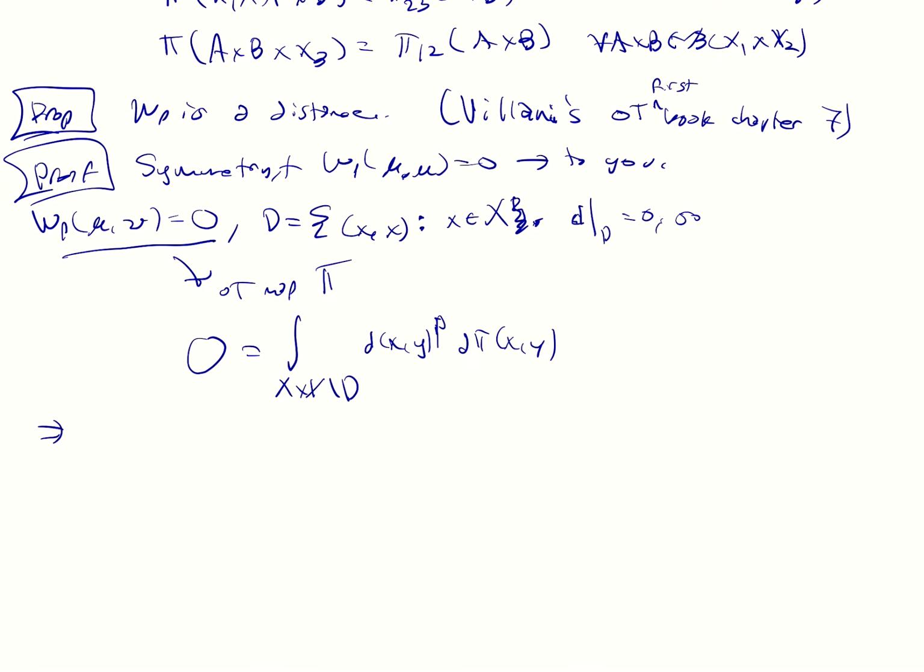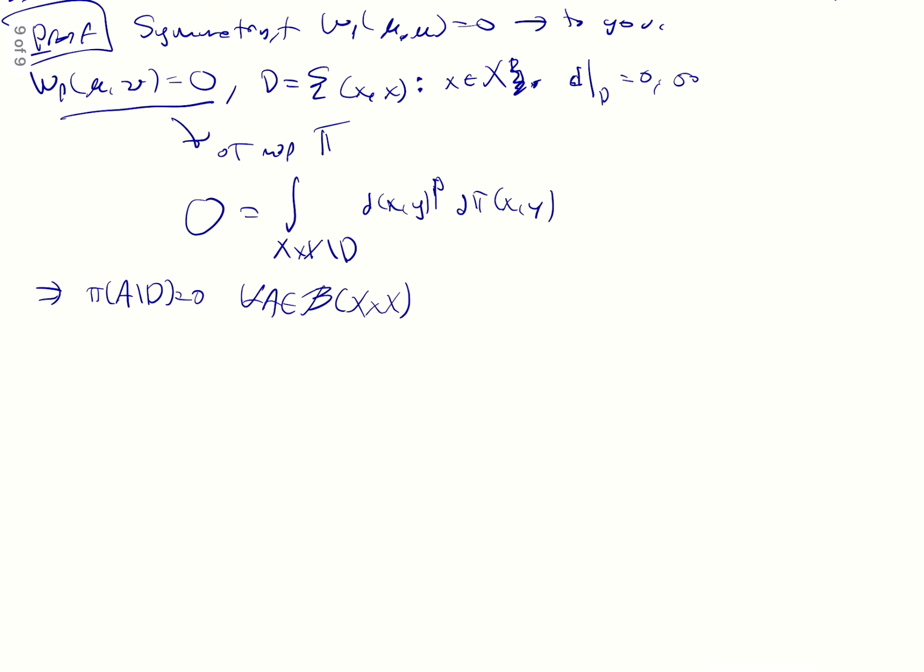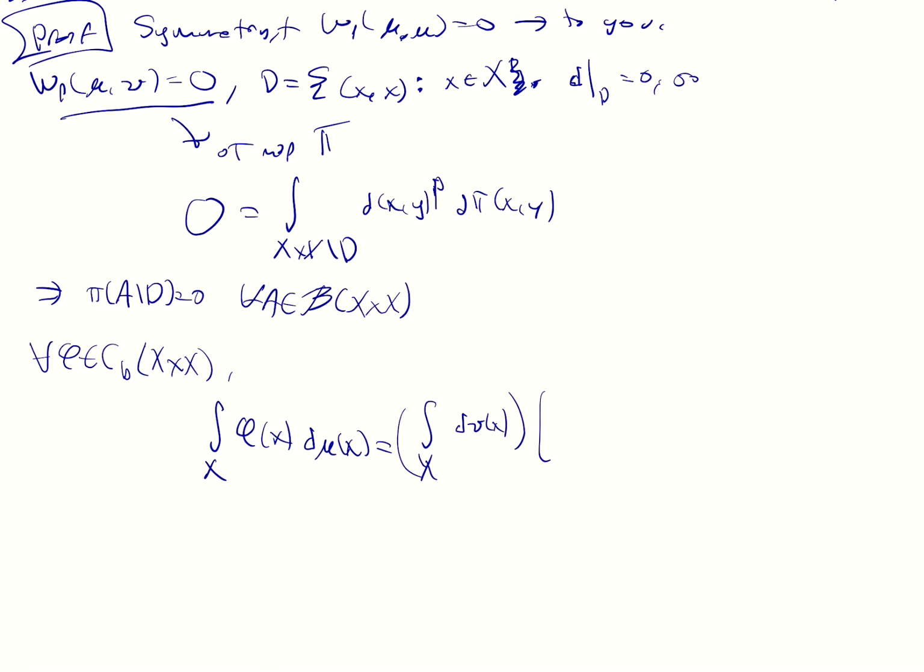So what this really tells us is that pi of a minus D is 0 for all a that is a Borel set of x cross x. So what this tells us is that for every phi in C_b of x cross x, the integral of phi of x d mu of x is equal to the integral over x d nu of x times the integral.